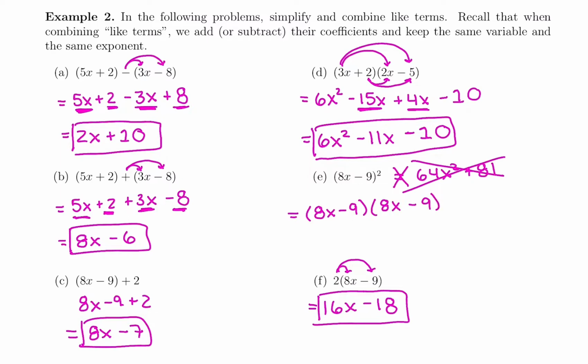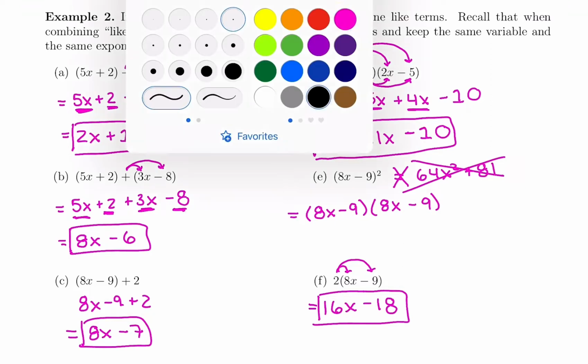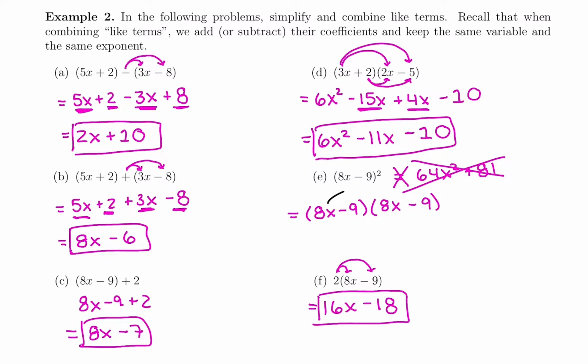It is 8x minus 9 times 8x minus 9, right? 5 squared is 5 times 5. 6 squared is 6 times 6. So 8x minus 9 squared is going to be 8x minus 9 times 8x minus 9. And now we can multiply these out. So I'm going to distribute 8x times 8x is going to give me 64x squared. 8x times negative 9 is going to give me negative 72x.